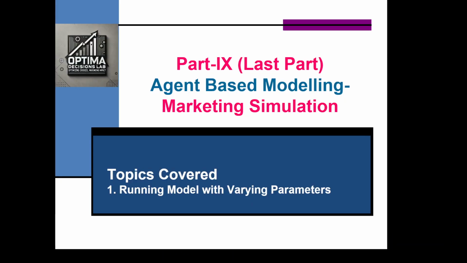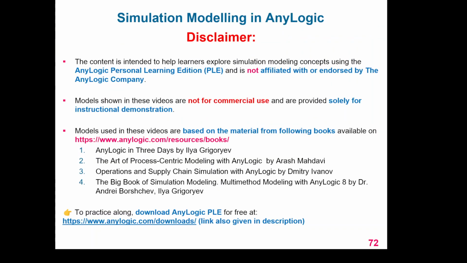Welcome to the last part of agent based modeling of marketing simulation. In this phase, we want to run the model and observe the adoption process under different settings. So in this part, we are going to use the built-in experiments of AnyLogic, and we will see how different parameter settings affect the product adoption process. In this phase, which is phase 9, we are going to run the model with varying parameters. Our objective is to observe the effect of parameters on the model.